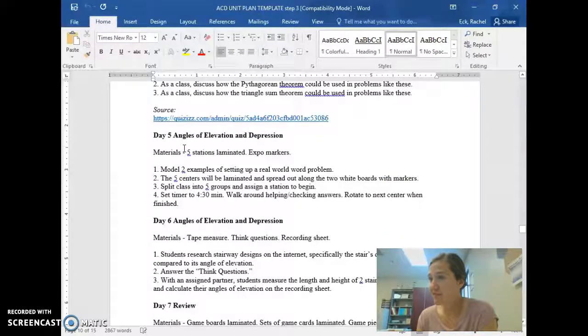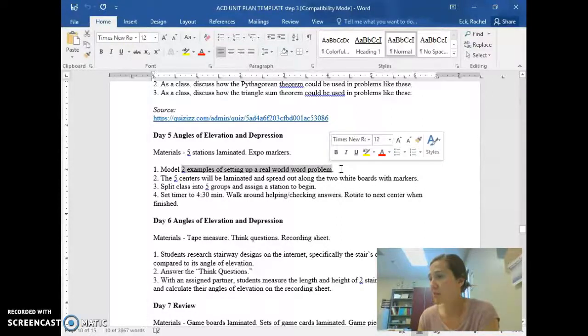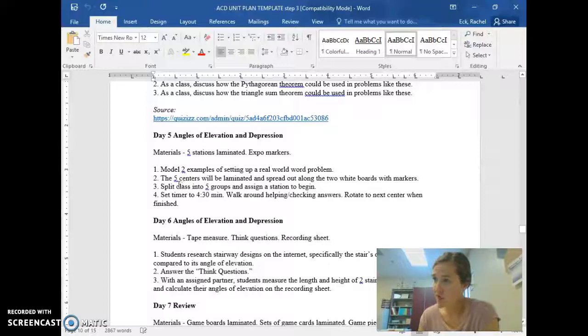So moving on to day 5 is the last topic, angles of elevation and depression. I have 5 stations around the room, and I'm going to need expo markers, but I will model how to set up a real-world example and draw a picture using that strategy.